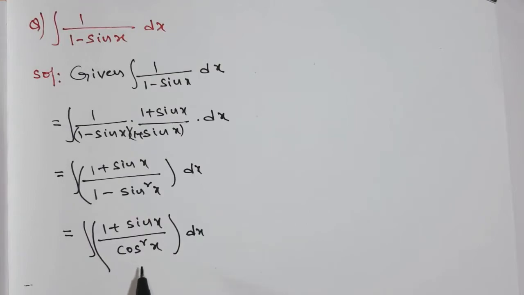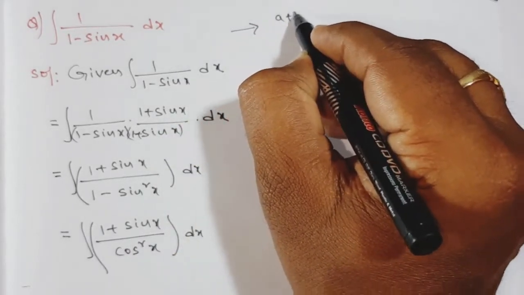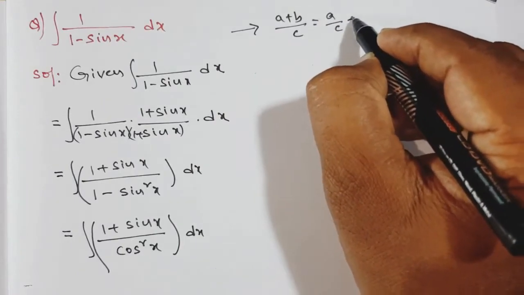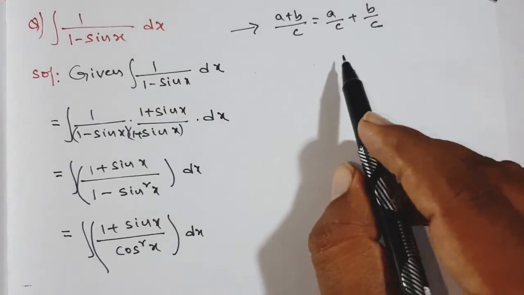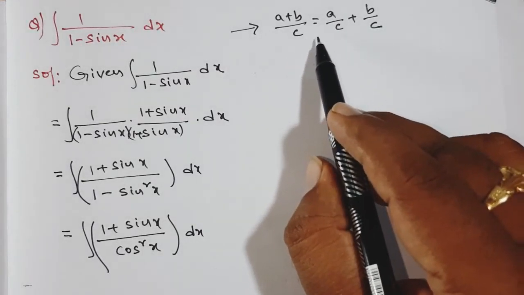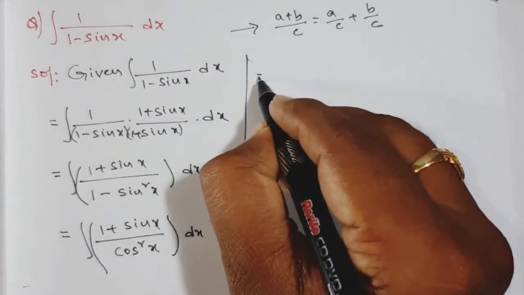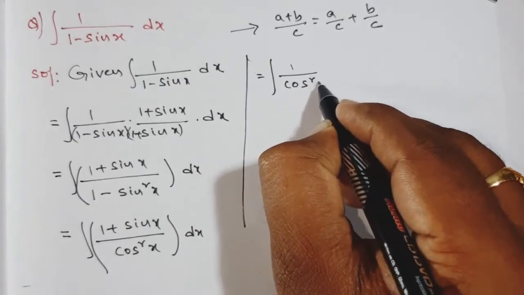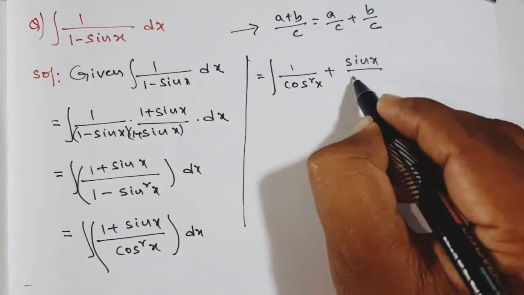So this is the a plus b by c concept. A plus b by c, where the denominator has a single term, can be written as a by c plus b by c. It will split, separating term by term by the denominator. Then it can be written as 1 by cos square x plus sin x by cos square x.